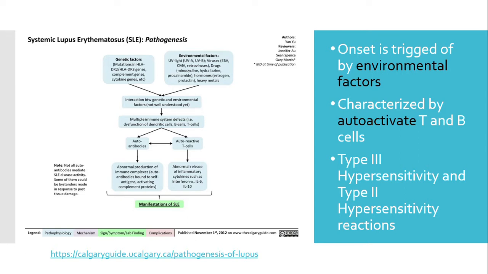Systemic lupus is characterized by spontaneously active T and B cells that are activated without a stimulus, and the dysfunctions of dendritic cells. This causes type 3 and type 2 hypersensitivity reactions that contribute to the creation of abnormal immune complexes and release of inflammatory chemicals such as cytokines, which cause symptoms of lupus.